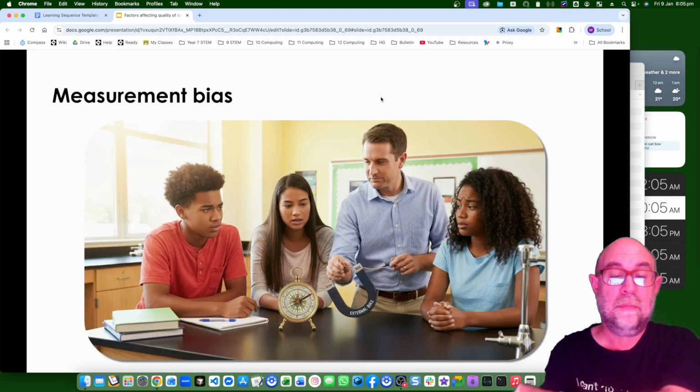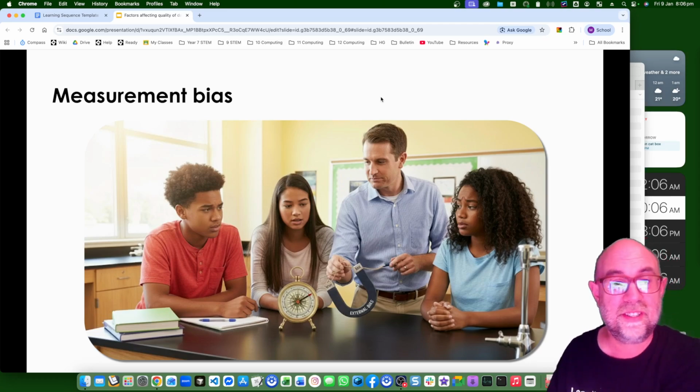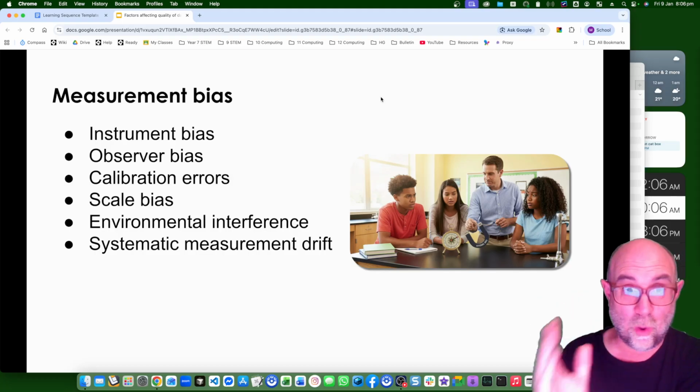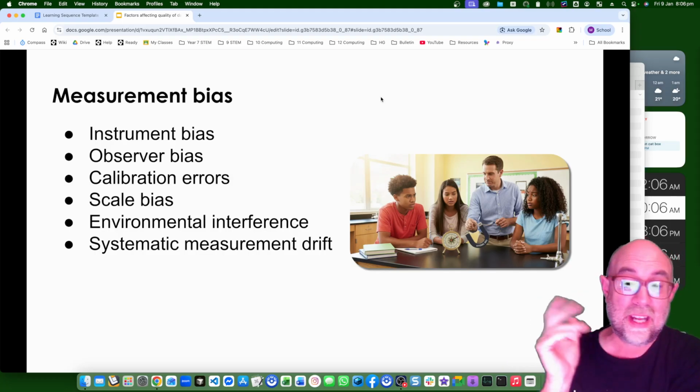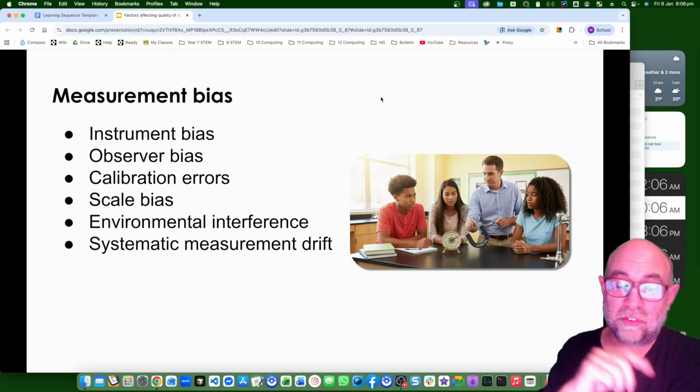And then we just have measurement bias. Sometimes the instruments that we use are not giving us an accurate measure. Now, that might seem really odd to you. You'd think, well, the temperature is the temperature and the distance is the distance. But that isn't necessarily so. You can have instrument bias. You can have observer bias, where people can just misunderstand things because of where they're seeing it from. You can have things that are incorrectly calibrated. You can have a thing called a scale bias.